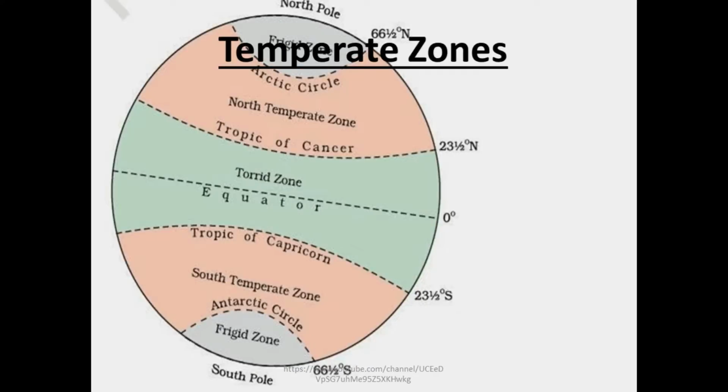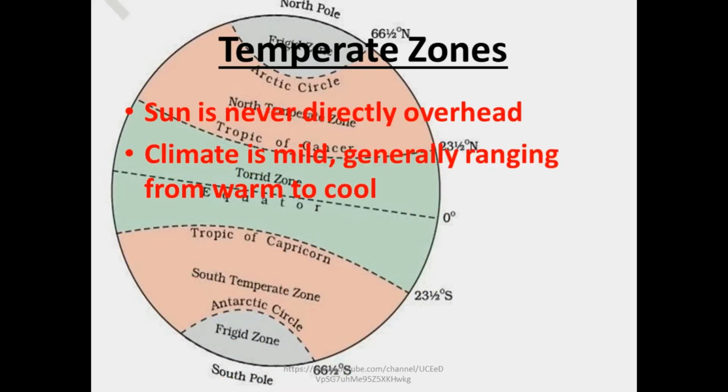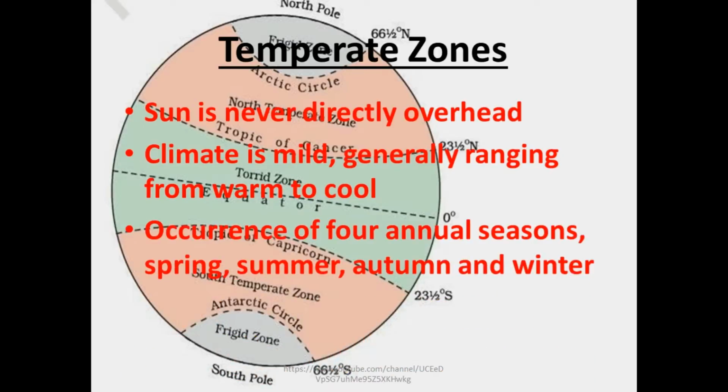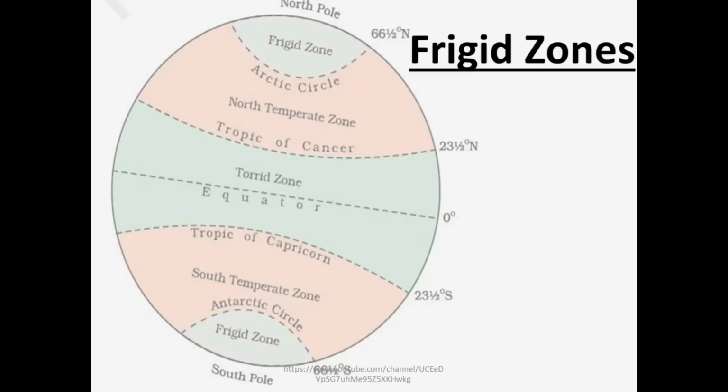Next, temperate zone. You can see in the image the temperate zone between Tropic of Cancer and Arctic circle, and Tropic of Capricorn and Antarctic circle. North temperate zone, south temperate zone. Unlike torrid zone, sun is never directly overhead. Climate is mild, generally ranging from warm to cold. And there is occurrence of 4 annual seasons: spring, summer, autumn, and winter. 4 seasons will occur.